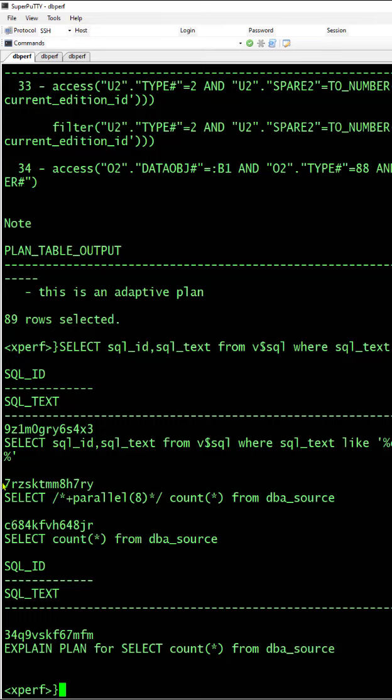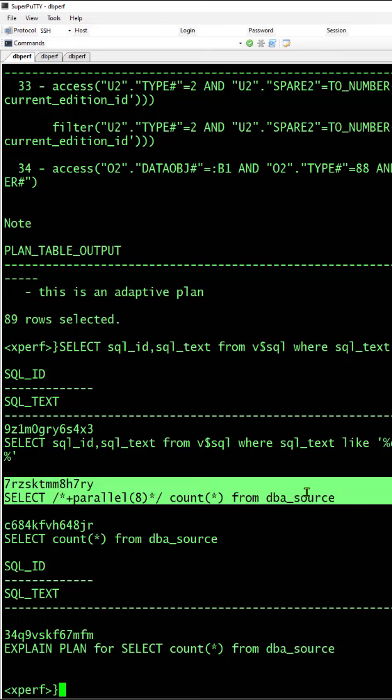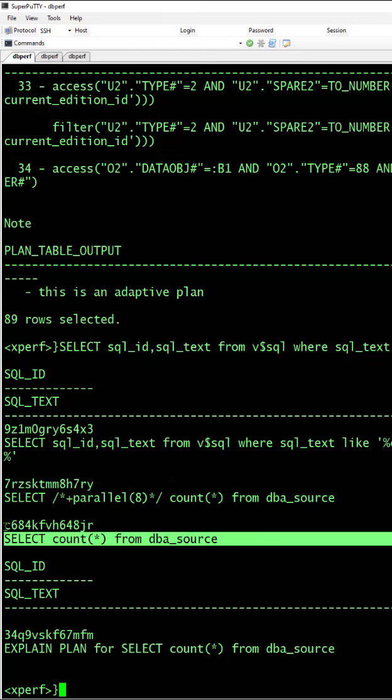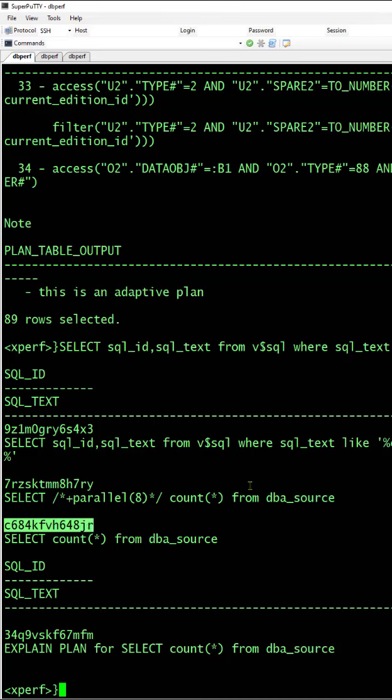Here, if you see, the one with the parallel hint has the 7RZ SQL ID, and the one without the parallel hint has a different SQL ID. So why does this happen? Because, as we know, the SQL ID changes even if there is a minor space. Here there is a big hint, so definitely the SQL ID will change.